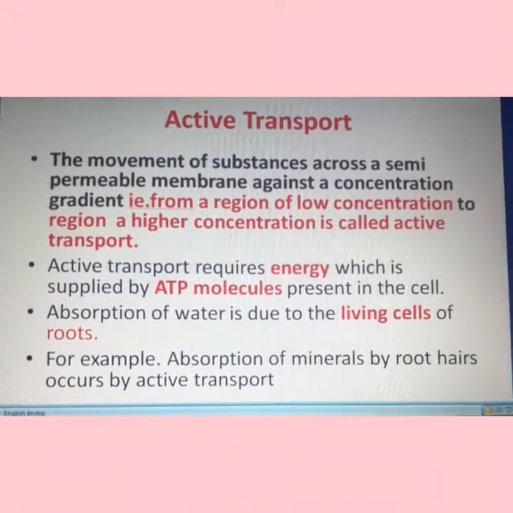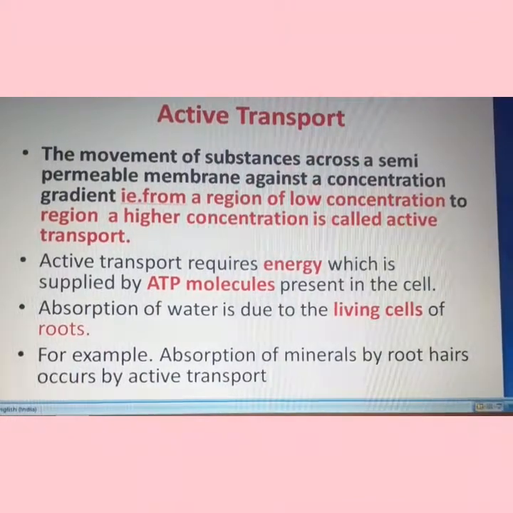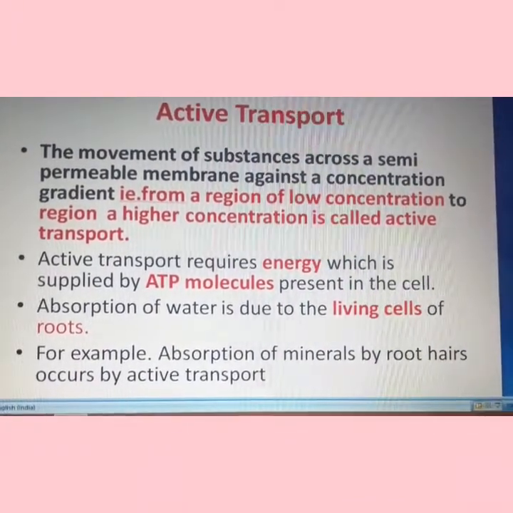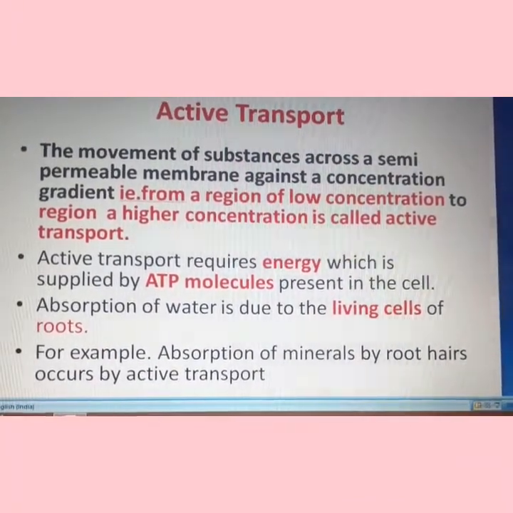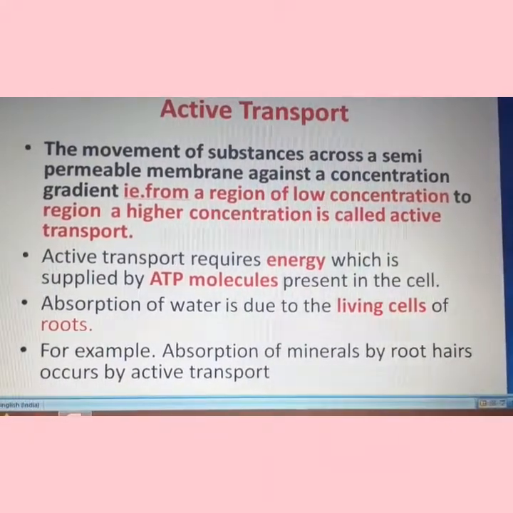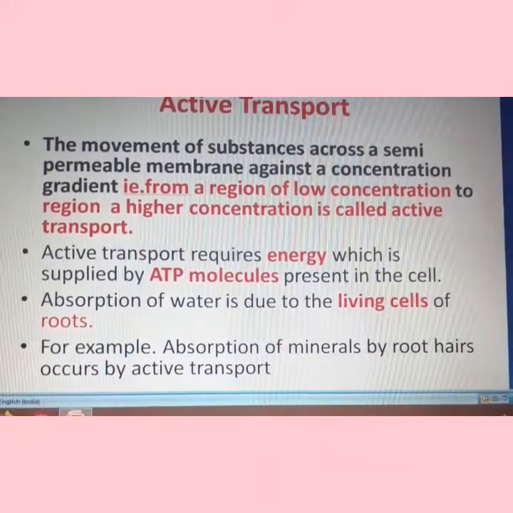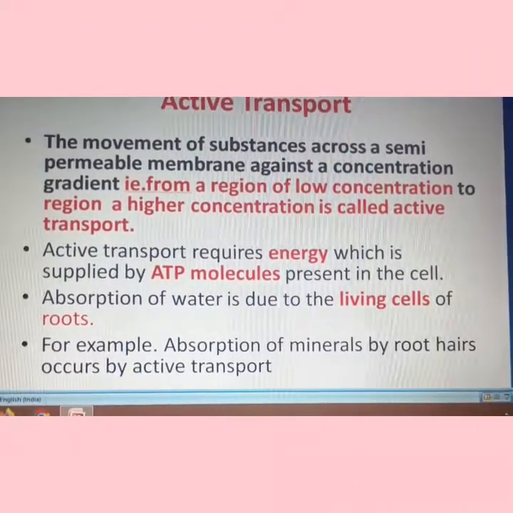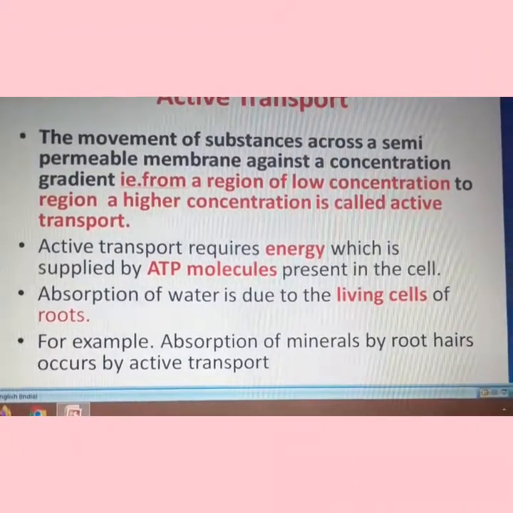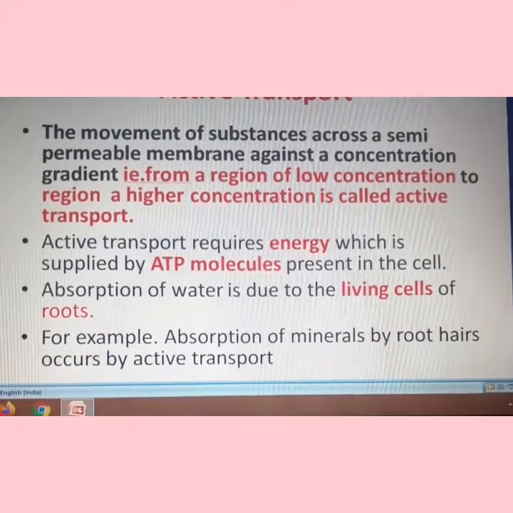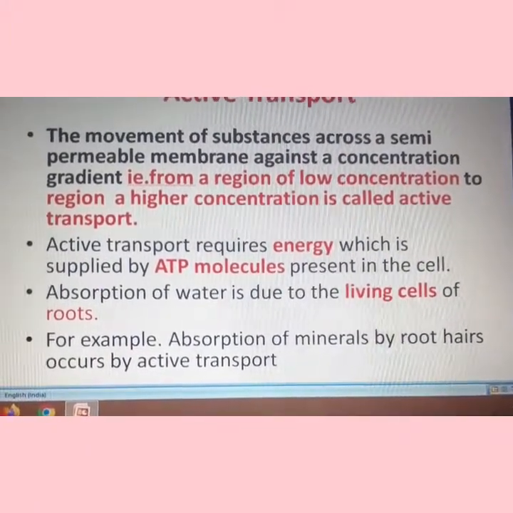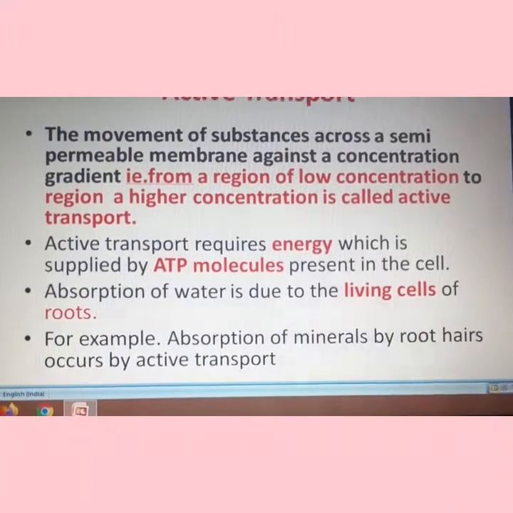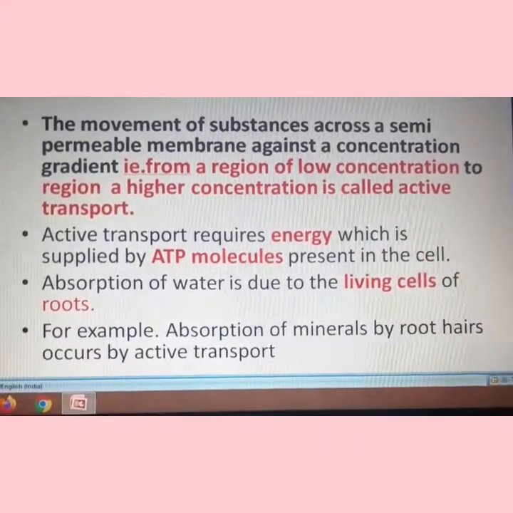The absorption of water and minerals by plant roots, upward conduction into the stem, and movement from one cell to another involves various processes. We have already studied how diffusion and osmosis help in the absorption of water. Today we are going to study active transport and how it helps in the absorption of water in the plants.